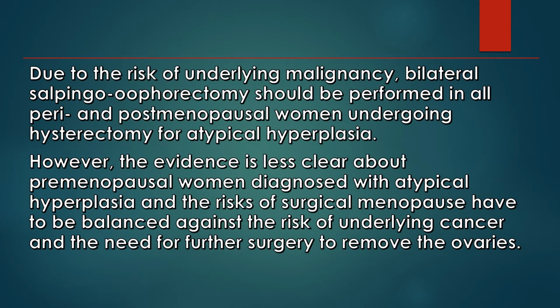Due to the risk of underlying malignancy, bilateral salpingo-oophorectomy should be performed in all peri- and postmenopausal women undergoing hysterectomy for atypical hyperplasia. However, the evidence is less clear about premenopausal women diagnosed with atypical hyperplasia, and the risk of surgical menopause has to be balanced against the risk of underlying cancer and the need for further surgery to remove the ovaries.